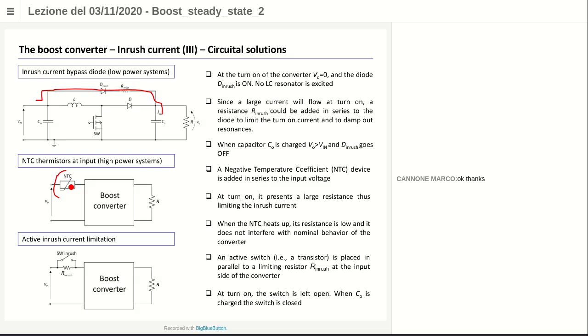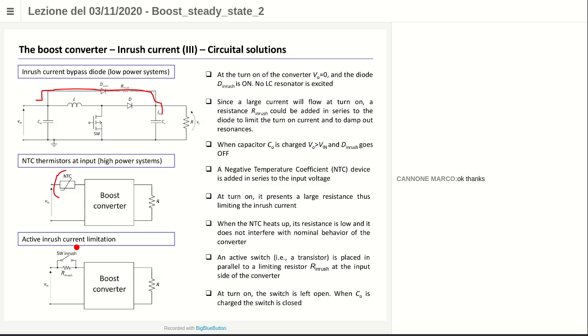Then, with time passing, what happens is that it heats up, and so its resistance decreases. And when resistance decreases, it means that it is almost negligible for the standard operation. So it is like having something that is there as a resistance just for the short time interval following the turn on of the device.